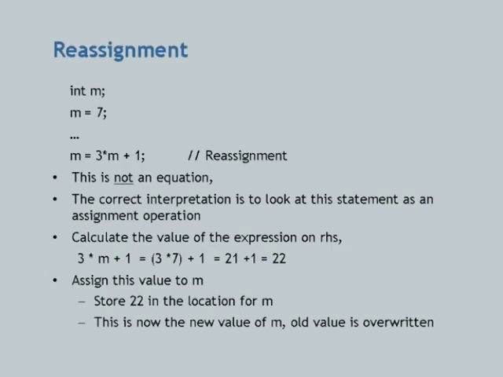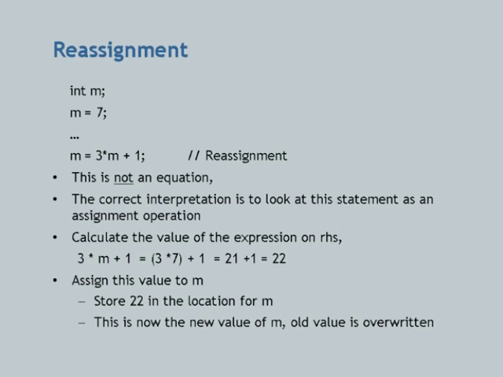First, the notion of reassignment. So this should be very obvious to you. If m is equal to 7, then 3 star m plus 1 will be 3 into 7 plus 1, which is 21 plus 1, which is 22. It so incidentally happens that this value of the expression so computed is to be assigned to the memory location represented by m. So please note that m appearing on the right hand side is incidental.